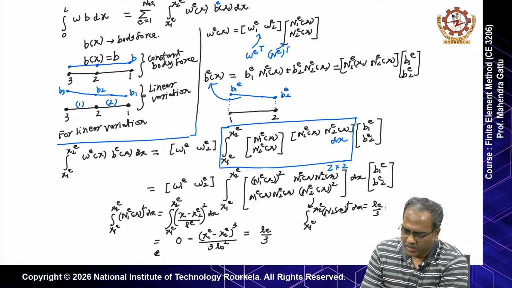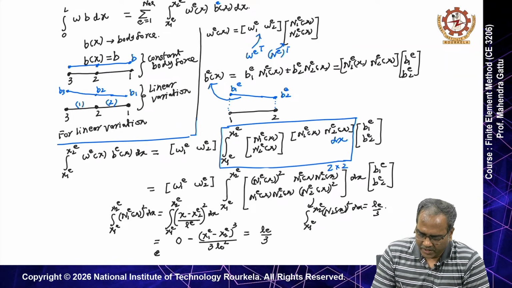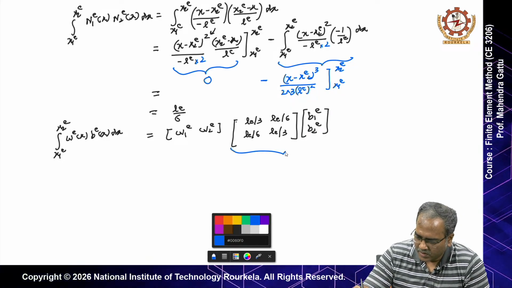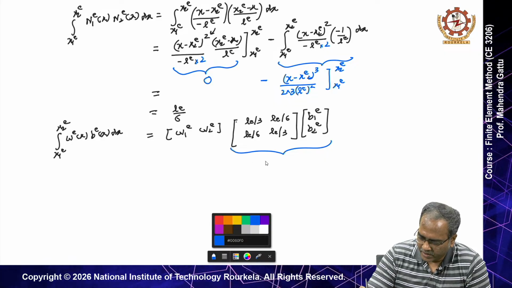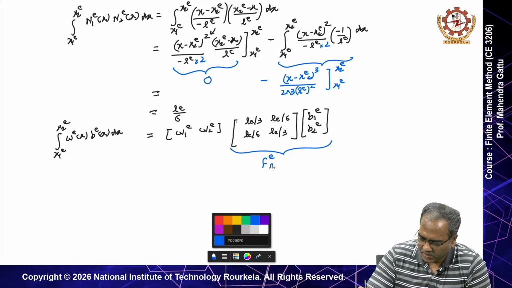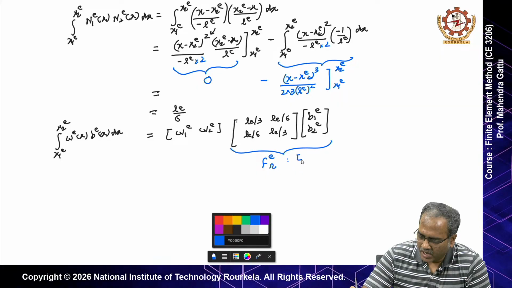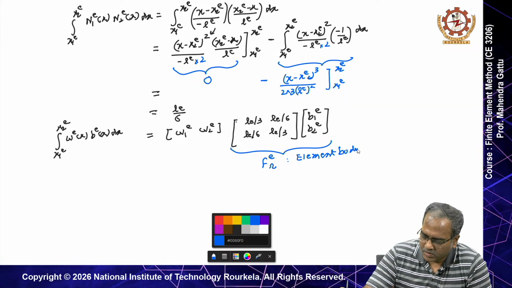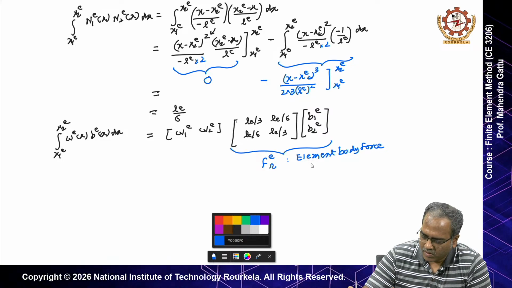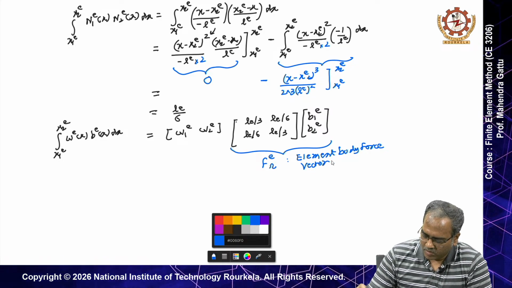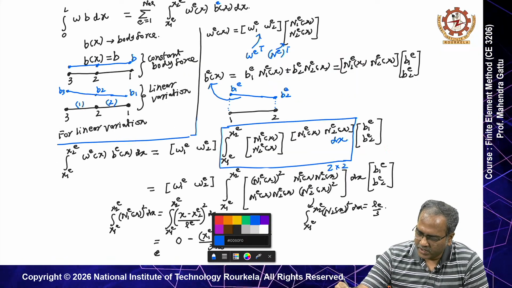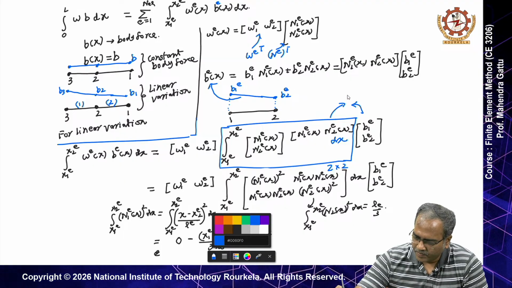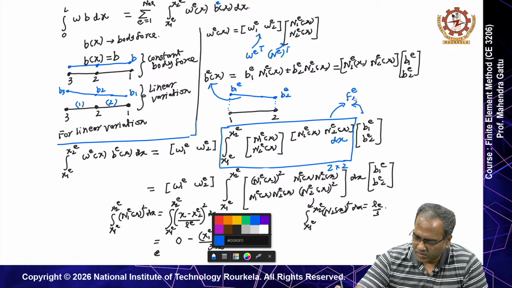So, this entire vector is usually denoted by one simple term. It is the element body force vector. So, we write it by this notation. Okay. It is the element body force vector. Okay. So, if you look in terms of integral, this term and this term will be our element body force vector. Okay.